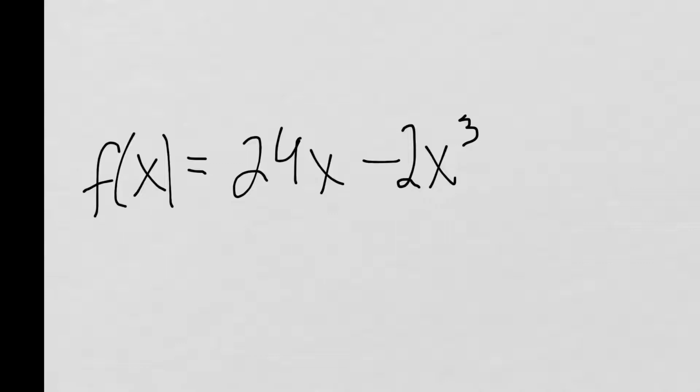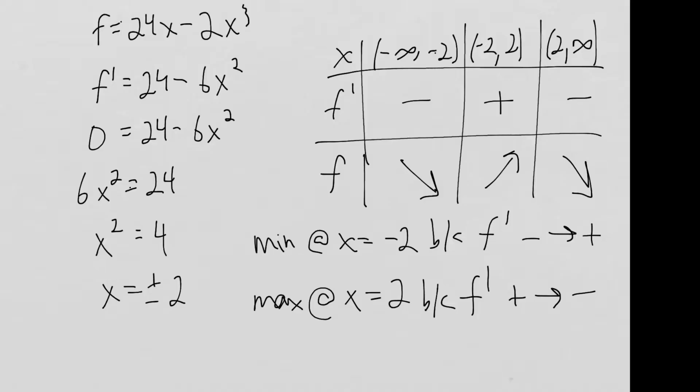Okay, I'm going to put the answer up in a moment. Okay, here it is. Hopefully you got the same thing that I have here. So I got a min at x equals negative 2 because f prime changes minus to plus, and a max at x equals 2 because f prime changes plus to minus. If you got that, and you agree with everything that I have here, then you're good to go. If you would like to listen to me talk through it, then feel free to do so.